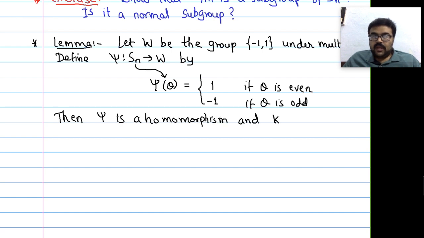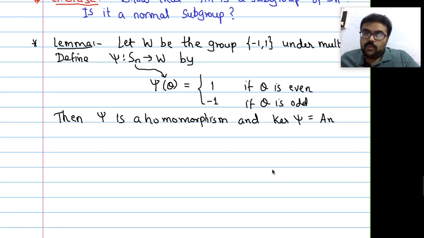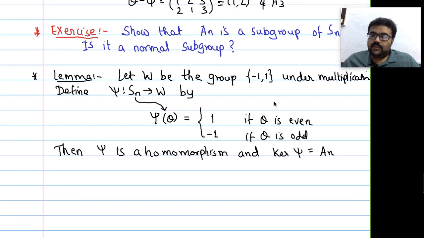And kernel of psi is this group An. Kernel of psi is all those elements which are mapped to identity. What is the identity of this group? It is 1, multiplication, so it is 1. So which elements are mapped to 1? All those even permutations are mapped to 1. So the set of even permutations, that is An. So kernel of this is very trivial. Kernel of psi is An.